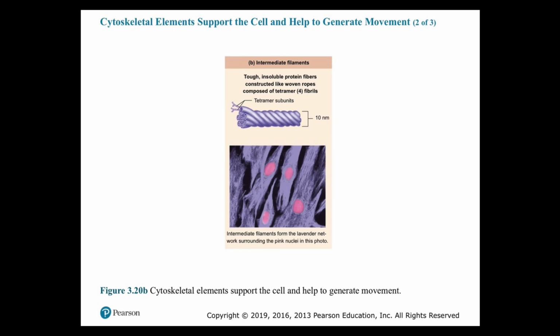Figure 3.20b, cytoskeletal elements support the cell and help to generate movement. So here we see the intermediate filaments. They're tough, insoluble protein fibers constructed like woven ropes composed of tetramer fibrils.